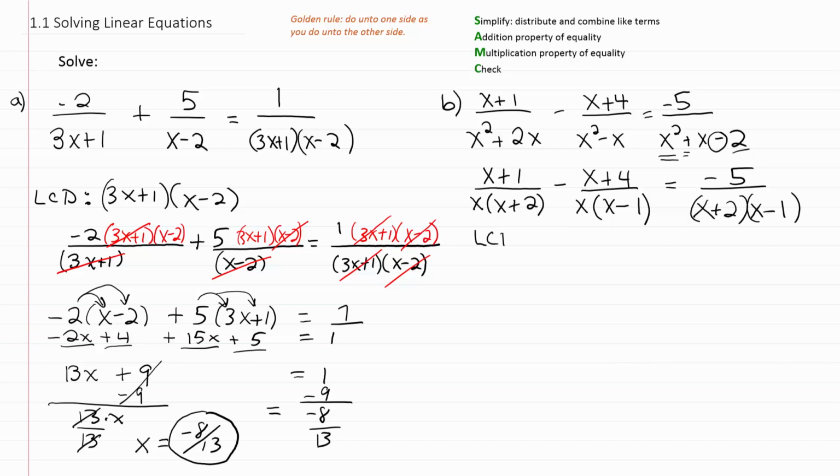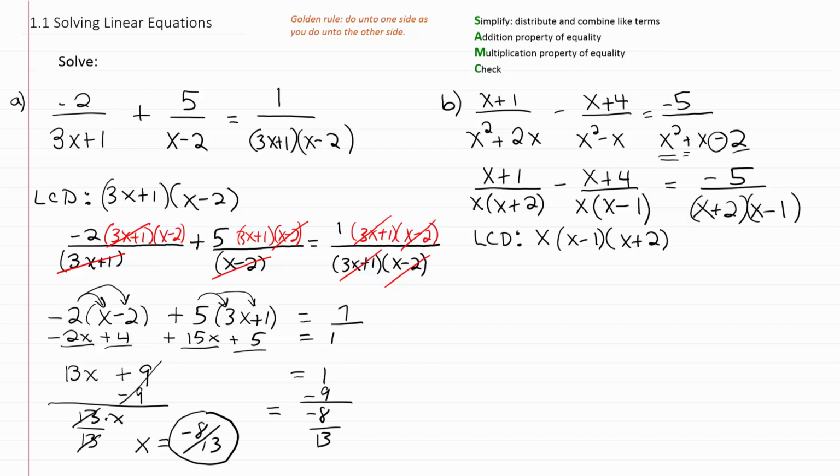So the LCD for this problem, remember we take a representative of each kind of factor we have. So we'll choose x, we'll choose x minus 1, x plus 2, and it looks like that's all we have, right? Those are the only factors we have. They're all to the first power, so we just leave it to the first power, and that's your LCD.